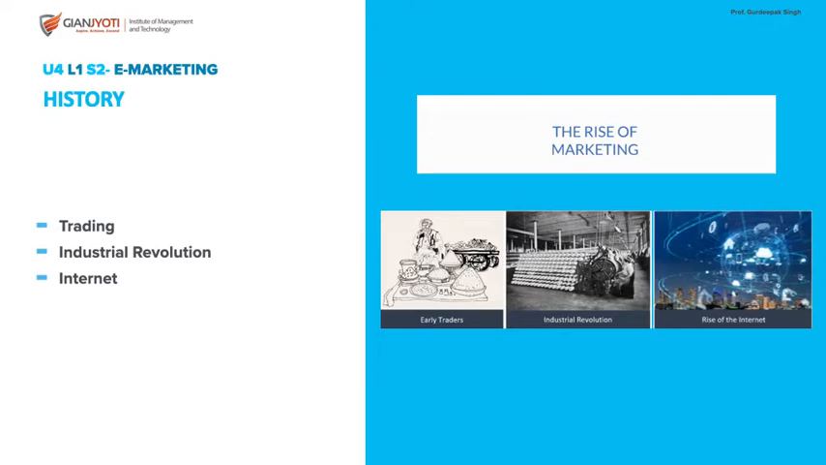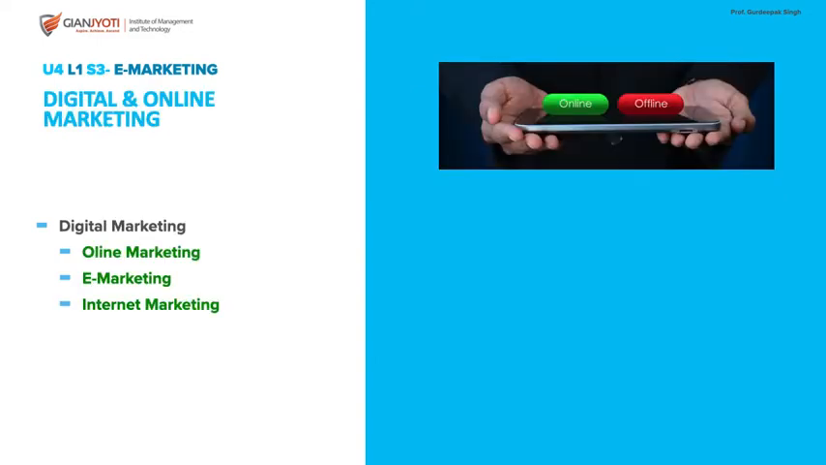And with the rise of the internet, everything has changed. Now, using the internet, we are doing the marketing. So basically, when we talk about digital marketing, anything where you want the internet to be used, we call digital marketing. Where you need the internet for any such marketing, we call that digital marketing. The other names of digital marketing are online marketing, e-marketing, internet marketing. Where you don't need the internet, that is the conventional marketing.